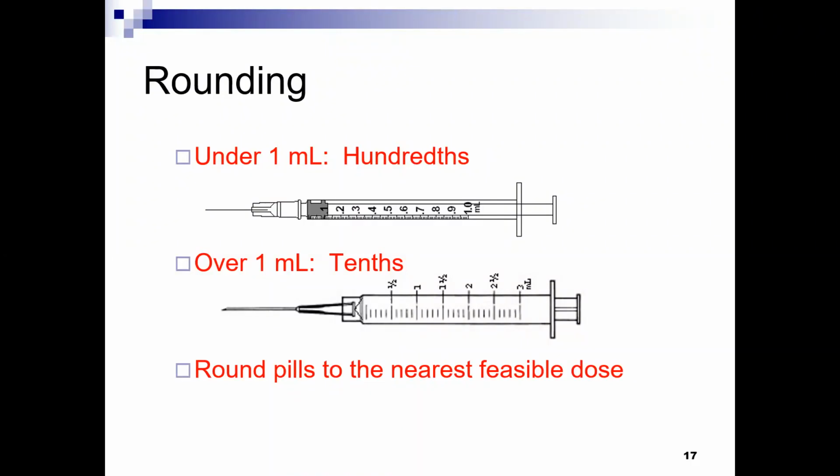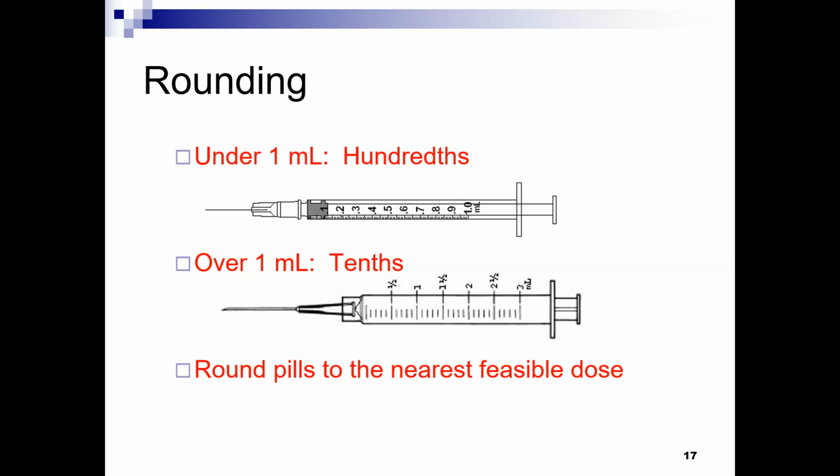Hello, in this video we are going to be working with dosage calculations. So before we even do any calculations, we want to talk about rounding our answers and why. When we are calculating an amount that is under 1 ml, we can put that amount into the 1 ml syringe, and the 1 ml syringe is marked off in hundredths.